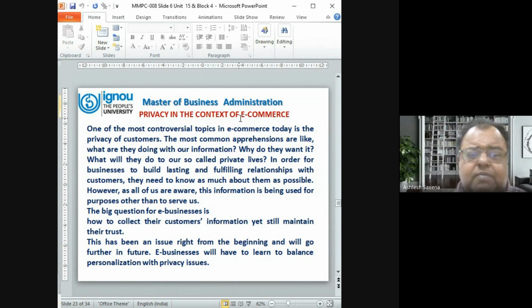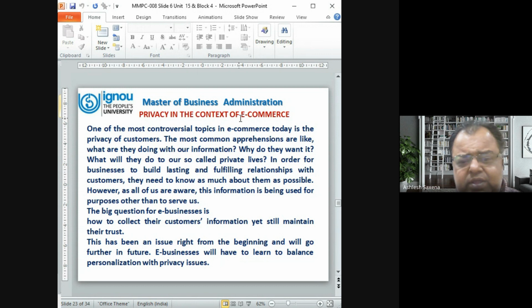One of the most controversial topics in e-commerce today is the privacy of customers. The most common apprehensions are like, what are they doing with their own information? Why do they want it? What will they do to our so-called private lives? In order for a business to build a lasting and fulfilling relationship with the customer, they need to know as much about them as possible. However, as all of us are aware, this information is being used for purposes other than to serve us. The big question of e-commerce is how to collect their customers' information yet still maintain their trust.